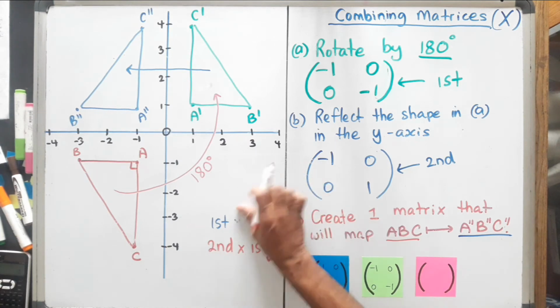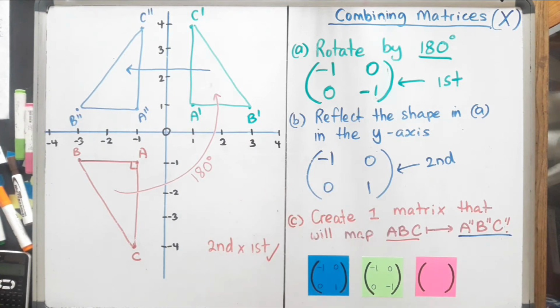This one is wrong. So I kind of summarized it at the bottom here. I color coded it green and blue. Notice this is the second matrix, that's this one, and I put it here. And this is the first matrix, so I put it here, second here and the first here. And you have to multiply these 2 matrices. And these 2 matrices, when you multiply them, like I said, you will get a super matrix. You will get 4 numbers. And this super matrix will do 2 things. It will rotate and reflect.